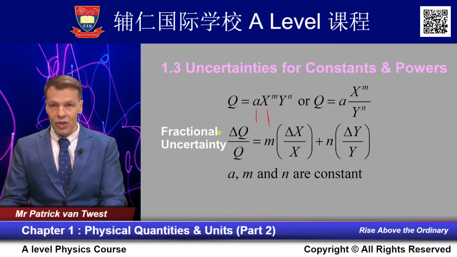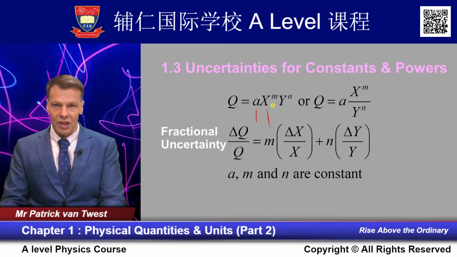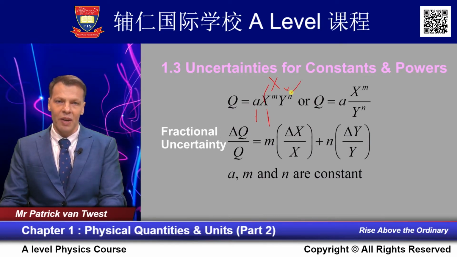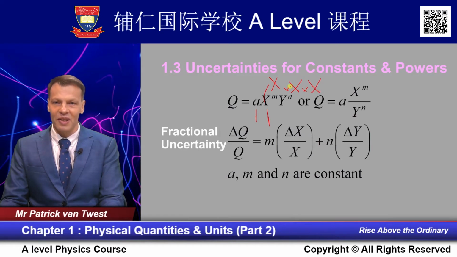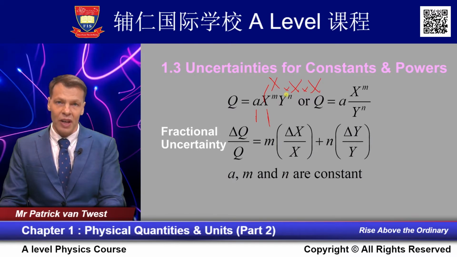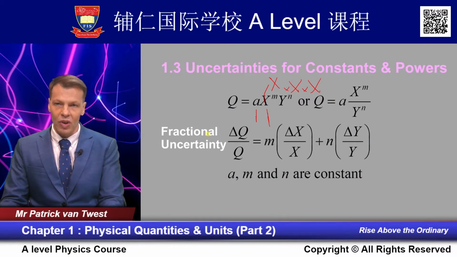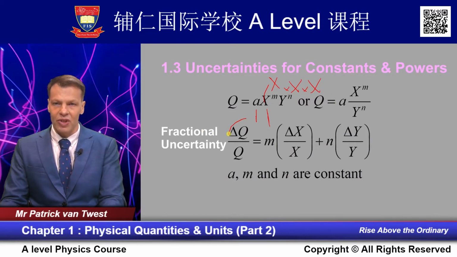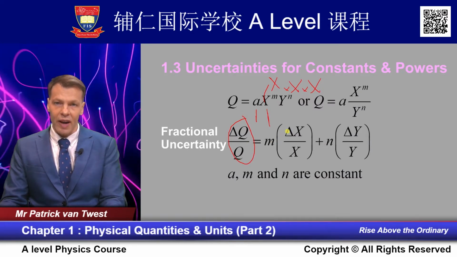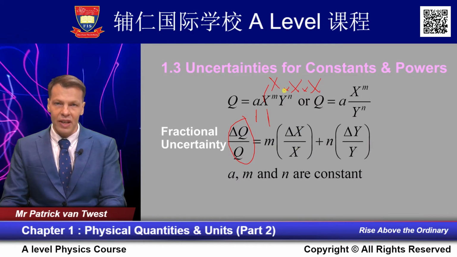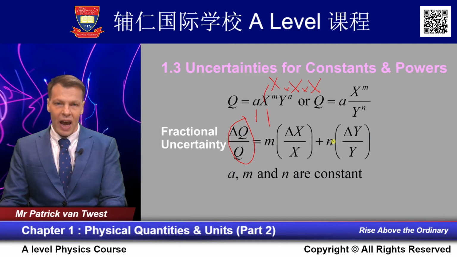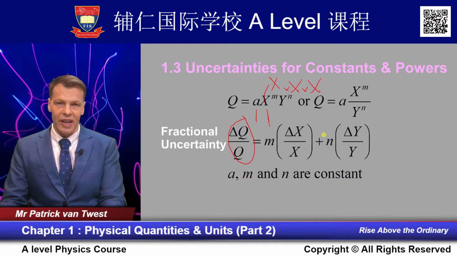Well, you'll notice that we're dealing with fractional uncertainties. Why is that? Whenever we have a power, that just means x multiplied by x multiplied by x, m times, and y times y, n times, or dividing. So we're multiplying or dividing always, so we're dealing with fractional uncertainties. There's our friend again, fractional uncertainty. So when we have that, we take the fractional uncertainty in x and multiply it by m, and we multiply the fractional uncertainty in y by n.